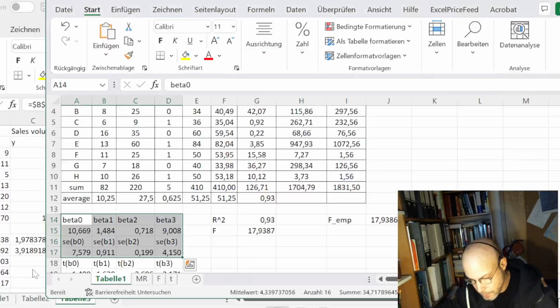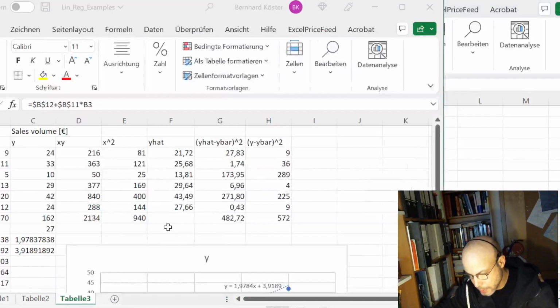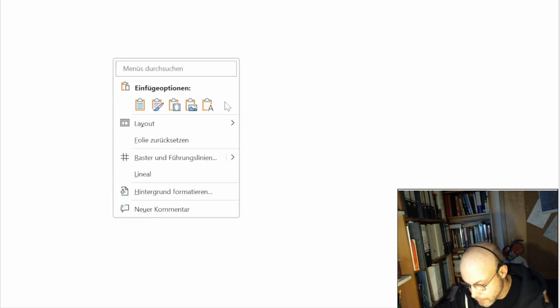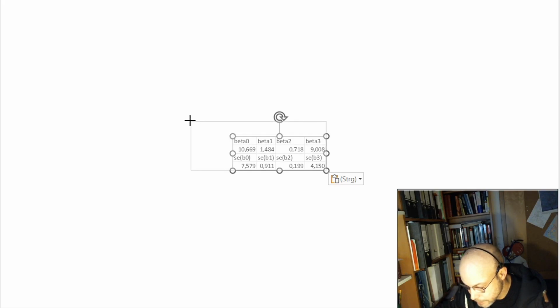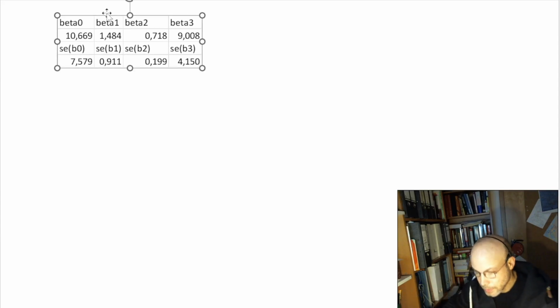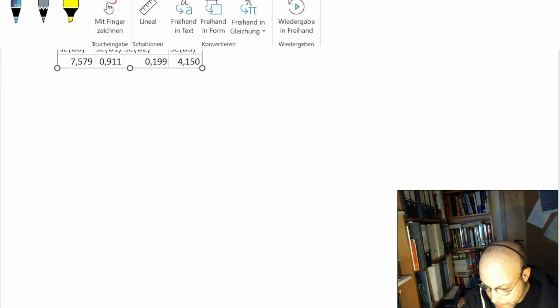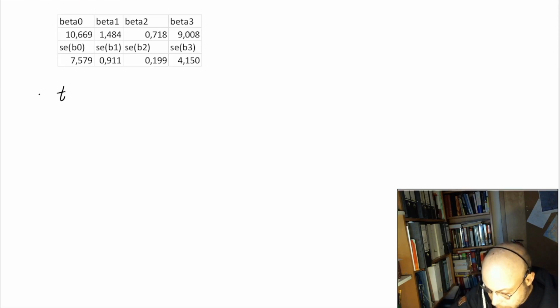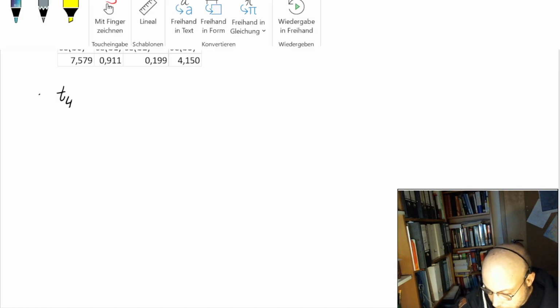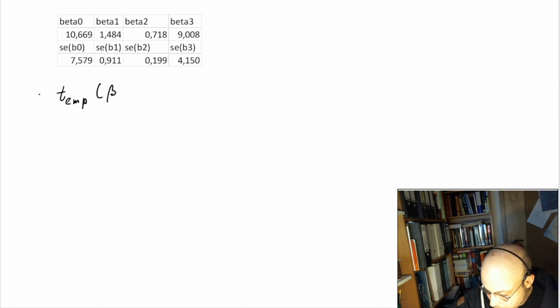So this one and this one here. So then we have T amp, no, not T4, sorry, T amp of beta 0 hat is then 10.669 over the standard value is 7.579.